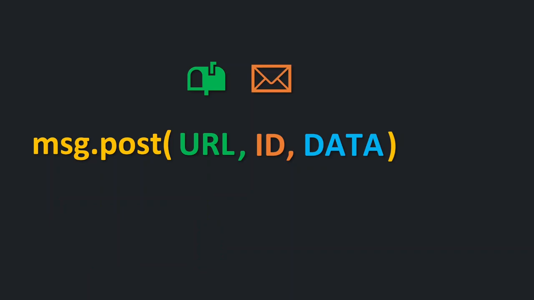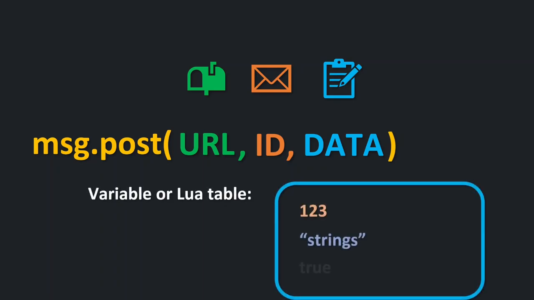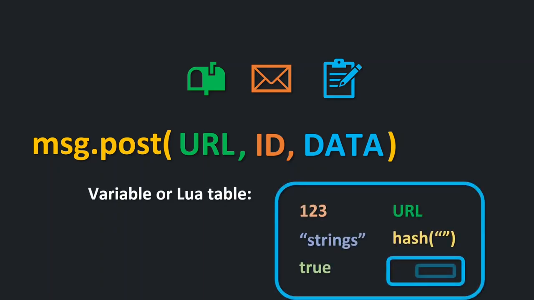Message ID is a simple identifier of the message, so you can respond only to messages with given IDs. Some message IDs are already used by Defold, like mentioned contact point response sent by collision objects, or animation done sent by a sprite component when a non-looping animation is completed. The data sent in the message could be just a variable or a simple Lua table and therefore can contain any kind of data, including numbers, strings, booleans, URLs, hashes, and even other nested tables.